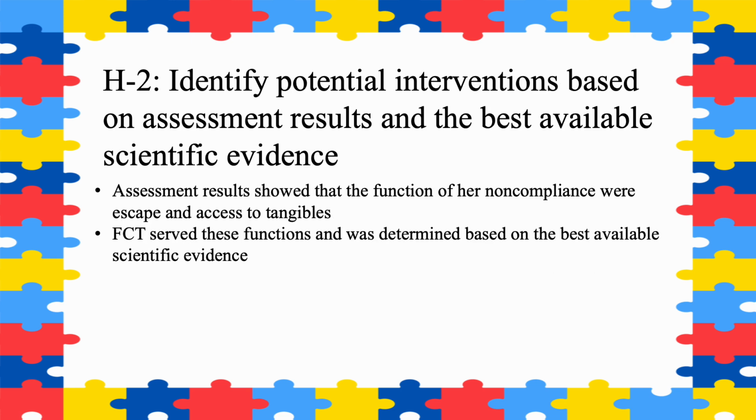The next task list item I'll be describing is H2, identify potential interventions based on assessment results and the best available scientific evidence. So as stated previously, the assessment results had shown that the function of the noncompliance was both escape and access to tangible, and FCT was implemented, which served both of these functions and was determined based on the best available scientific evidence, some of which I included in a previous slide.